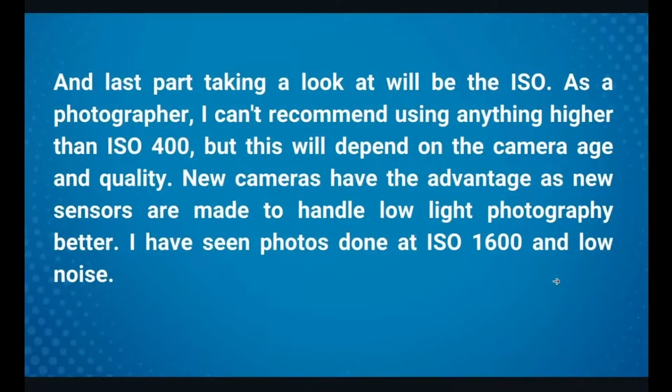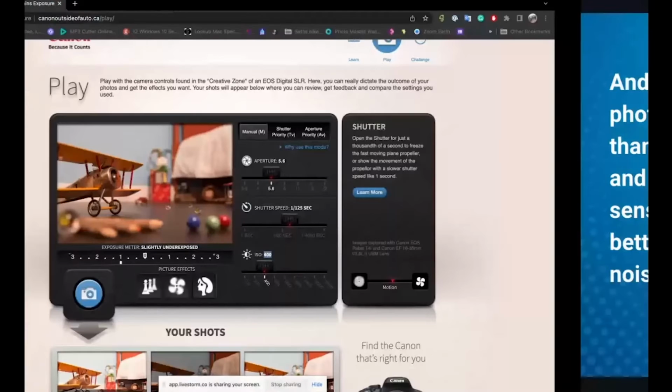The last part I want to talk to you about is the ISO. I can't recommend anything higher than 400 ISO. But if you have a newer camera, it will handle low light situations better. But I would still recommend rather using light to expose better, because you will get a lot of graininess.